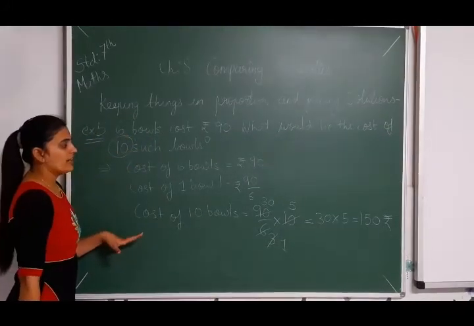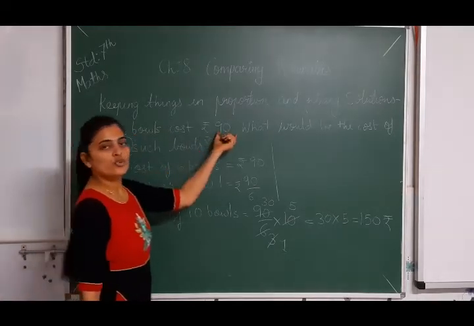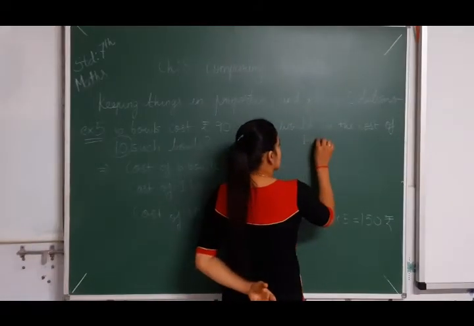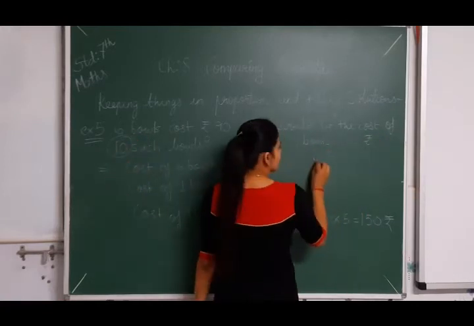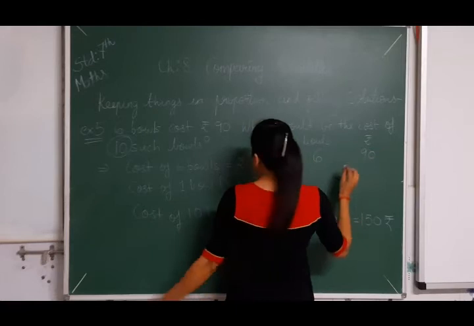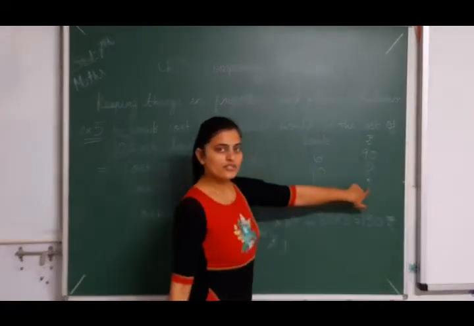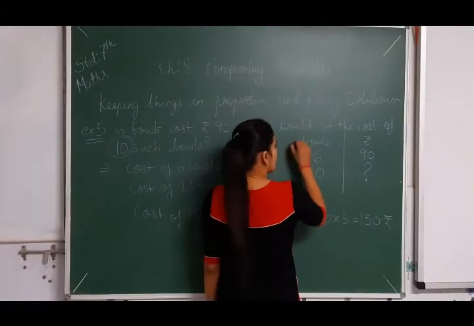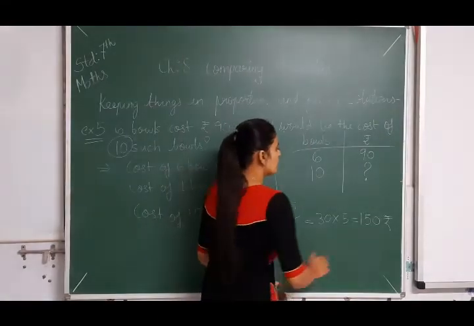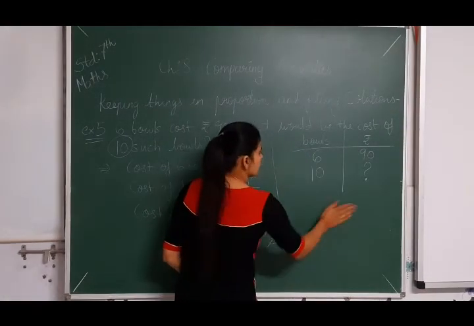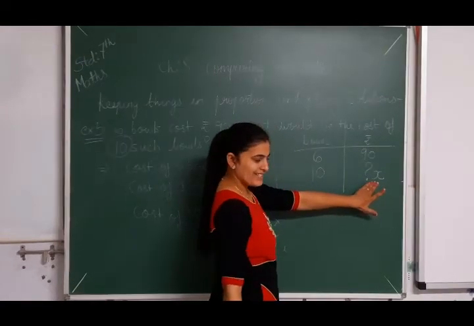Now another way to find this is simply: what is given is bowls and rupees. Here bowls and rupees. Now 6 bowls, how many rupees? 90. 10 bowls, how much? That we have to find out. This way you can also write it in column form. After that, what we have to find out, this we have to find out. So suppose we take this as x.